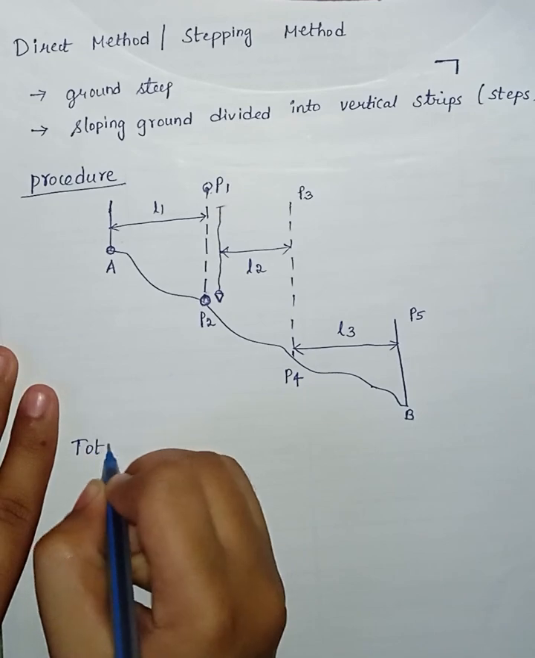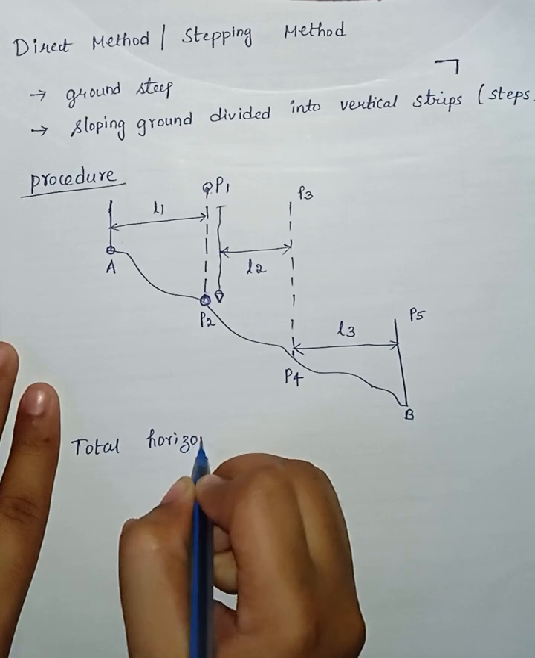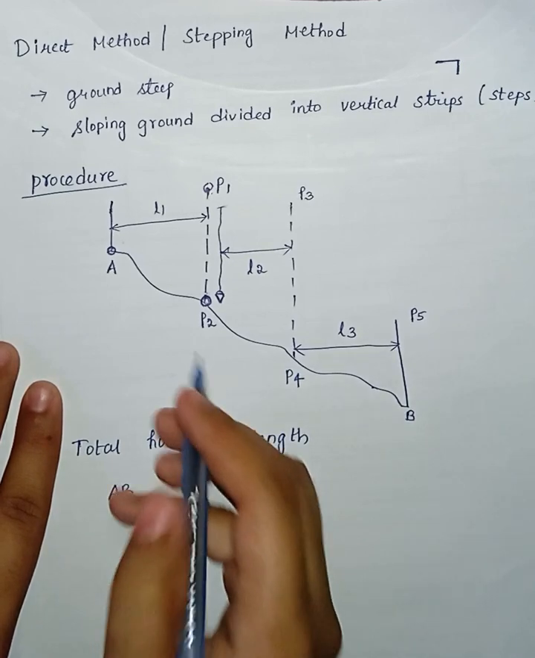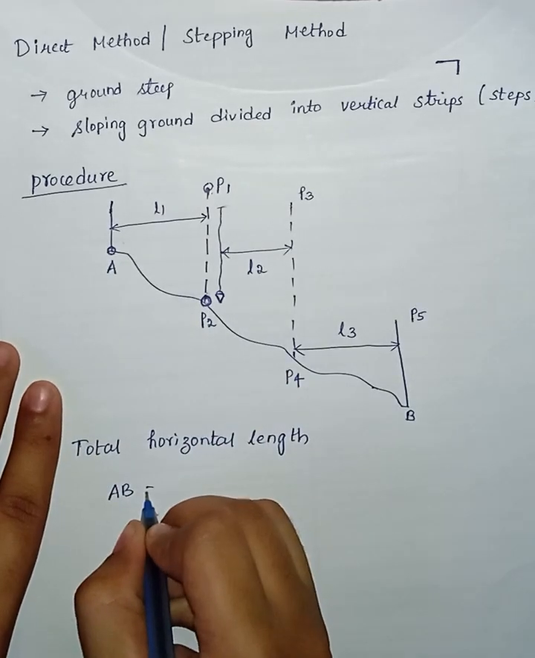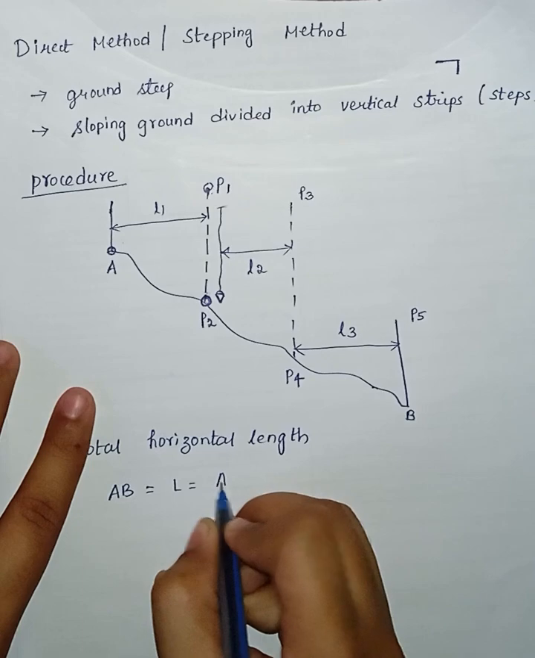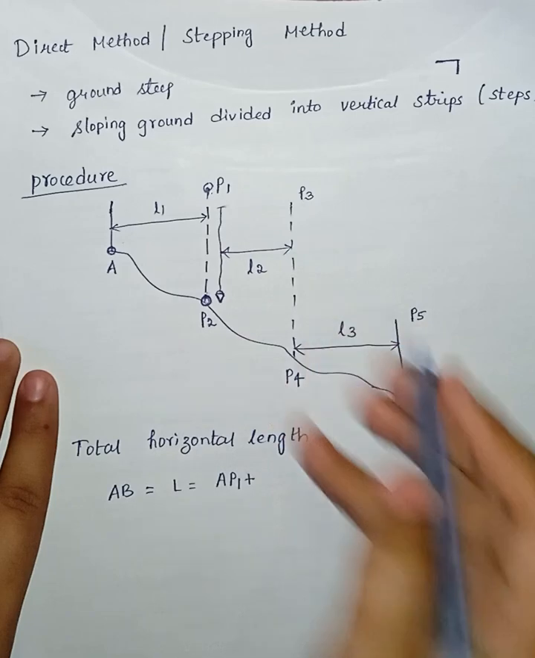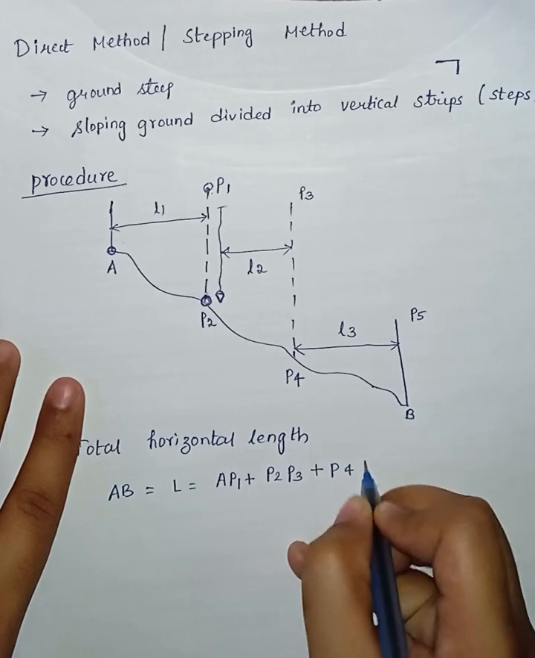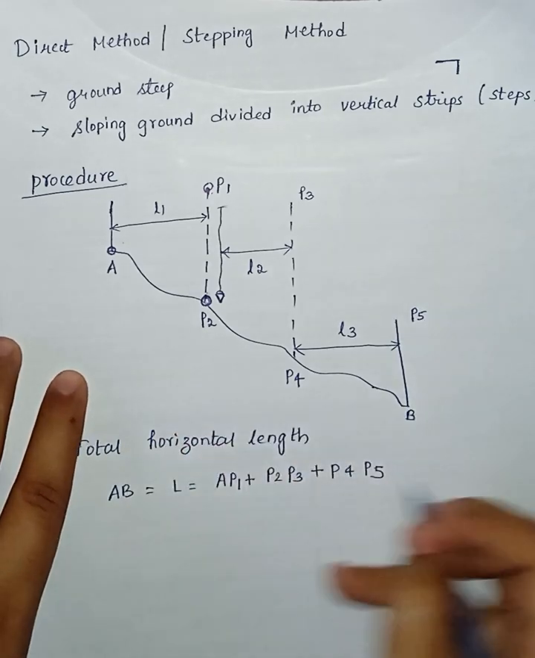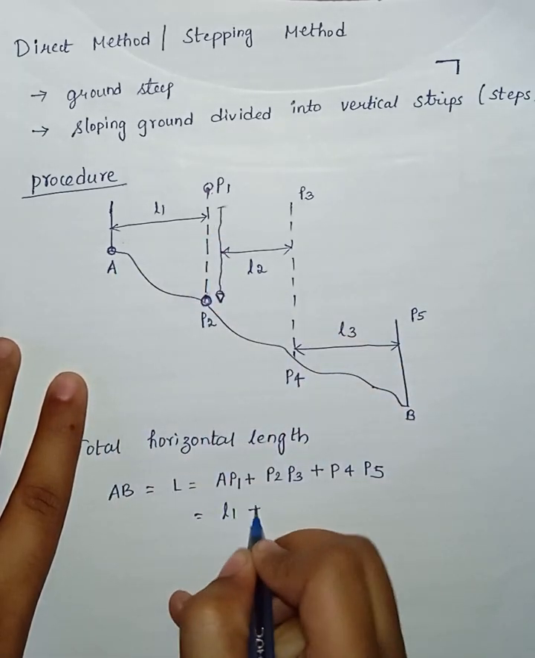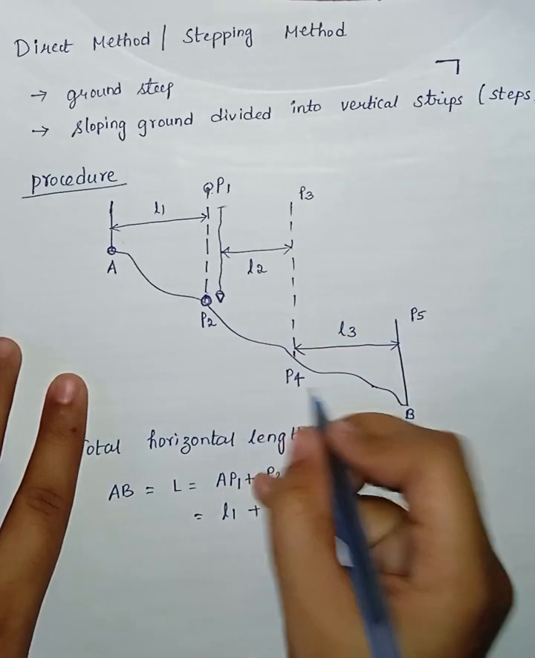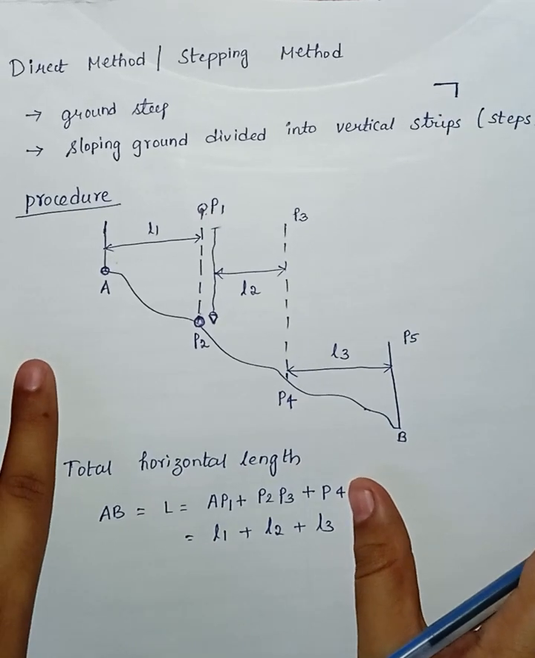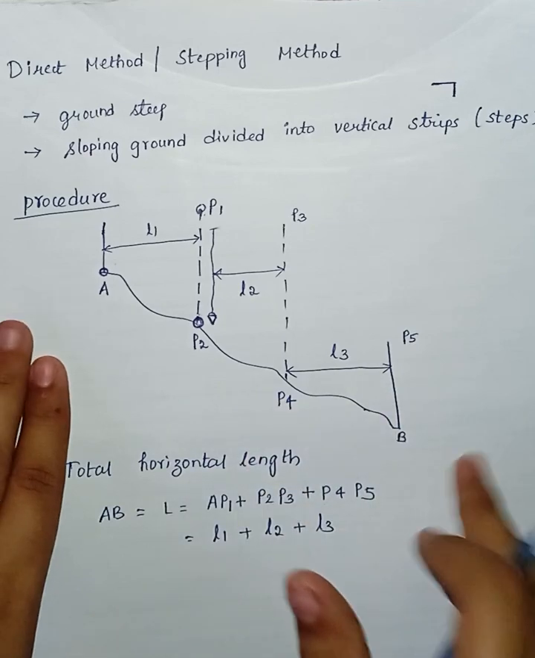Next, how do we get the total horizontal length? For the total horizontal length AB, from point A to point B, length equals AP1 plus P2P3 plus P4P5. The distance from A to P1 is L1, from P2 to P3 it is L2, and from P4 to P5 it is L3. By using this we can find the total horizontal distance on a sloping ground. This method is known as the direct method.